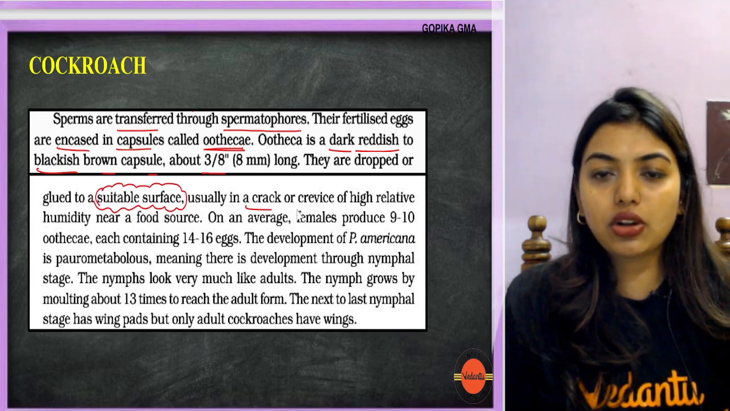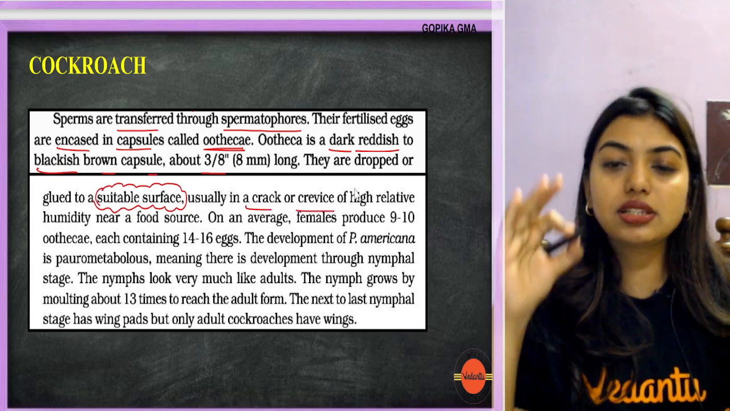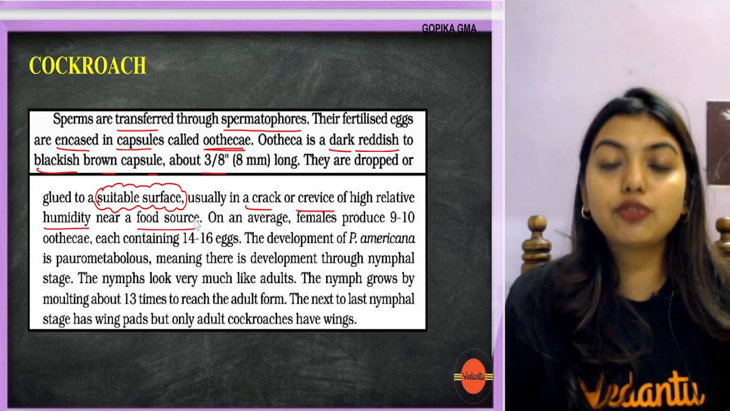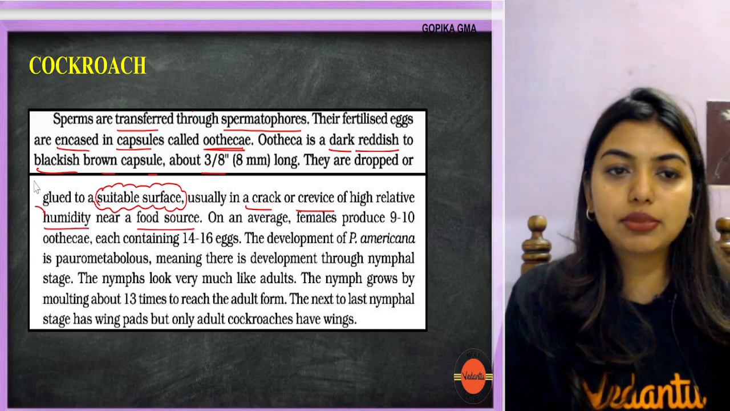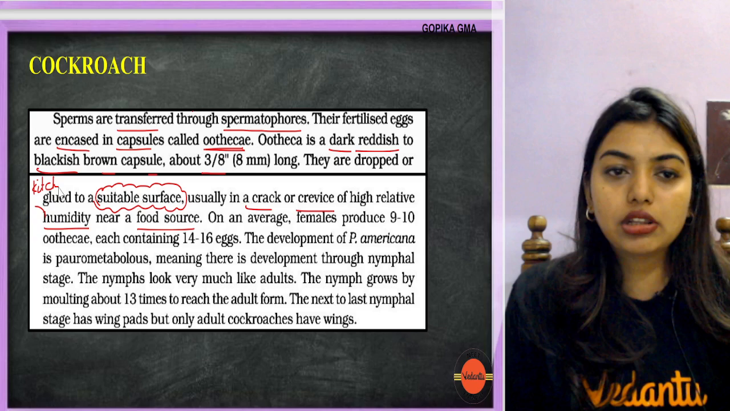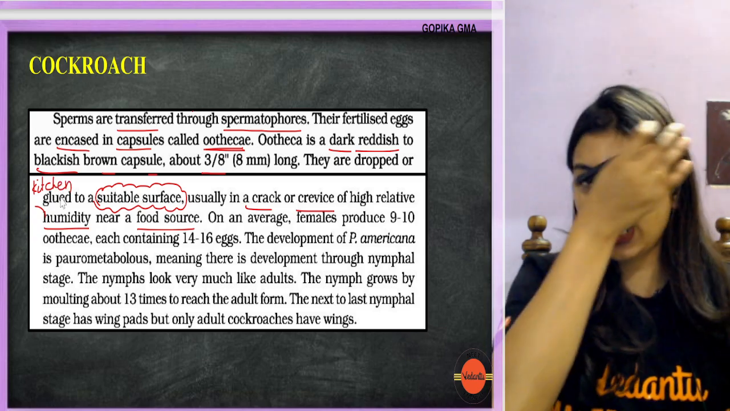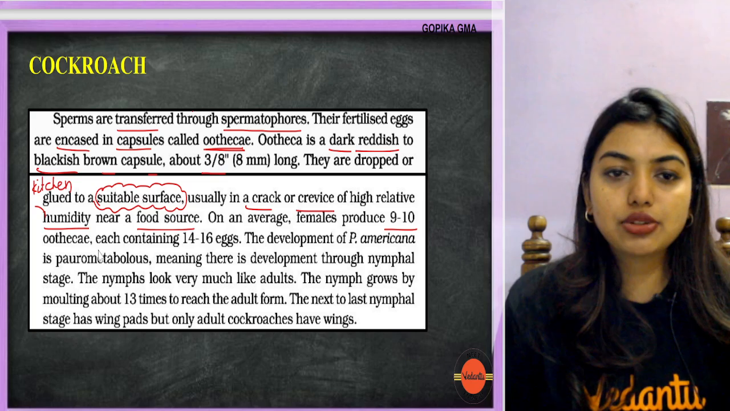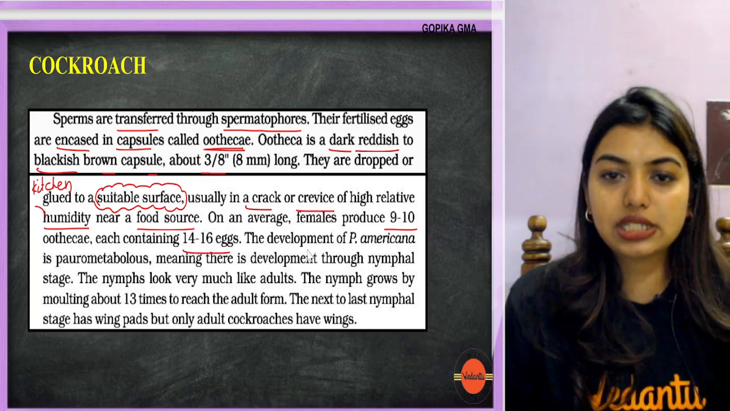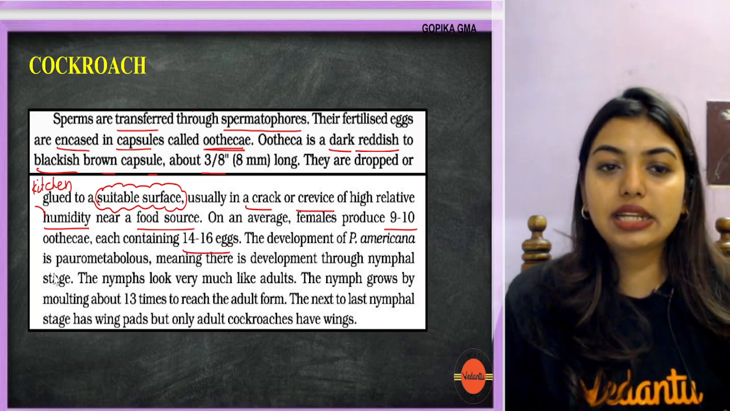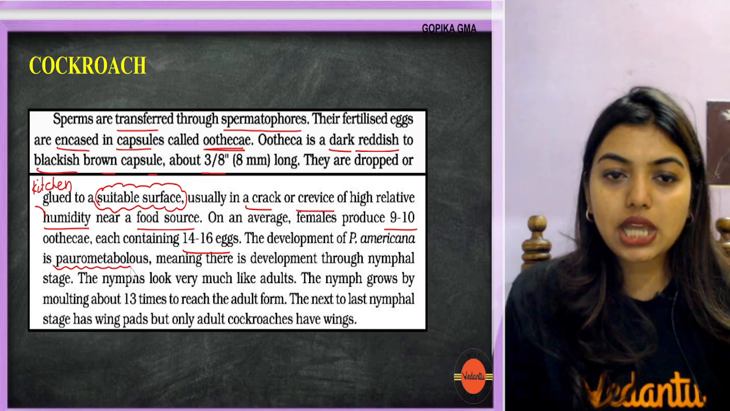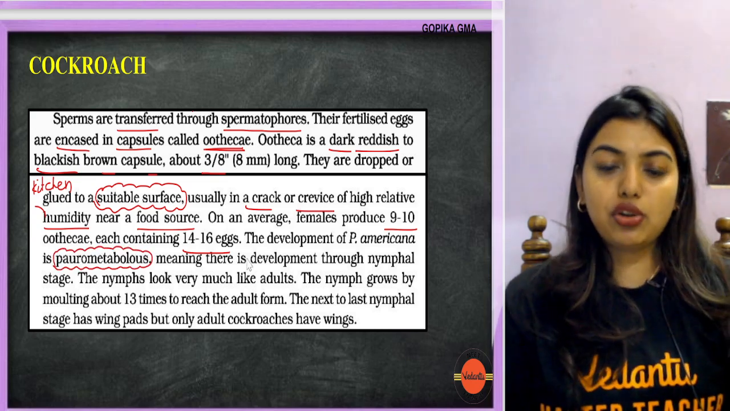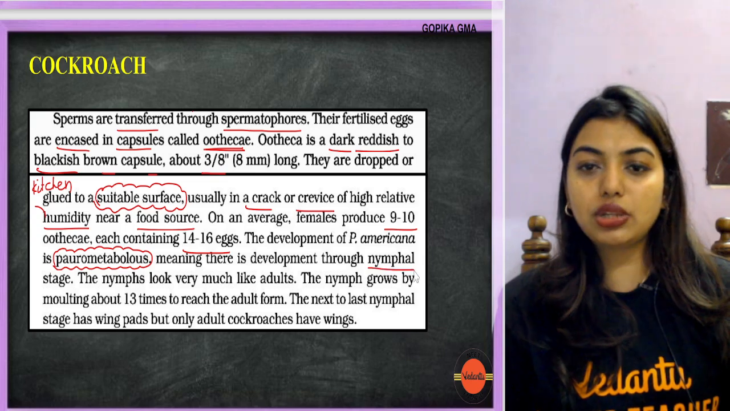usually a crack or crevice, relatively humid, near a food source. That's why you usually see them near the kitchen sink or the bathroom sink, where they'll be able to get the food. On an average, a female produces 9 to 10 utikas, each containing 14 to 16 eggs. The development of Periplaneta is paurometabolous. Paurometabolous means their development is through nymphal stages.